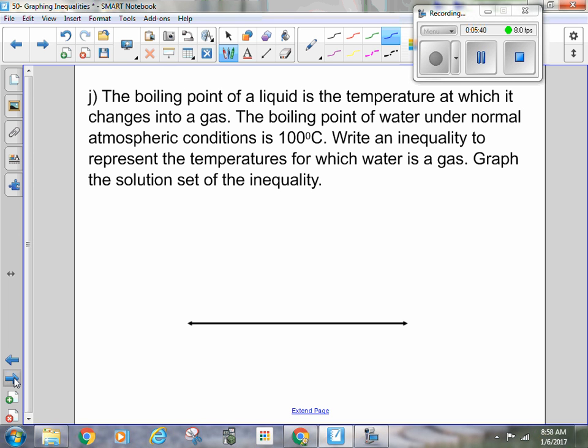Okay, so it says that at 100 degrees, water starts to boil. So then anything greater than 100 is going to keep boiling. So we can say x is greater than or equal to 100, because it starts to boil at 100. So I'm going to shade my inequality to the right, and I'm going to have a closed circle. There you go.